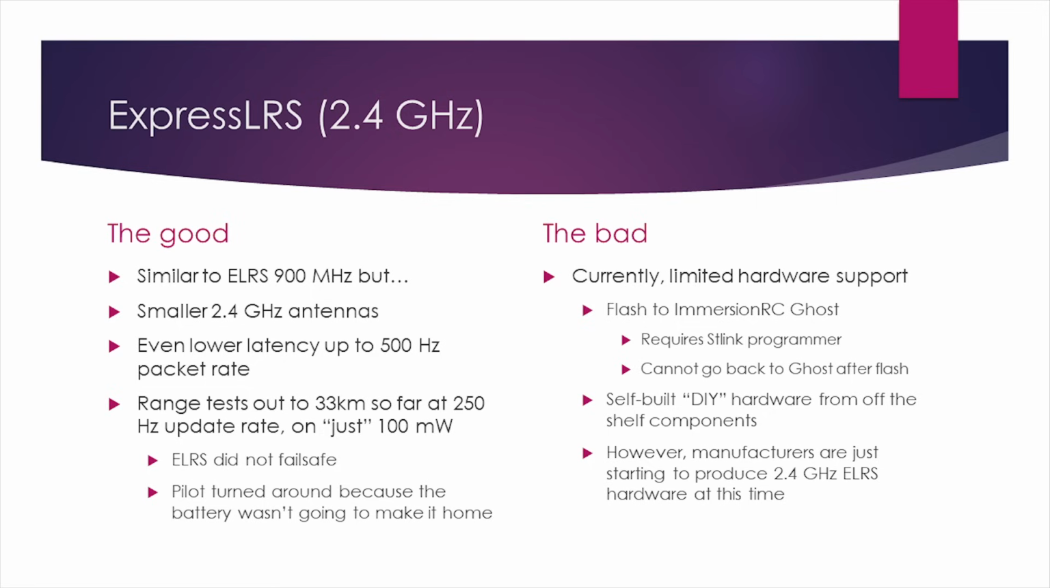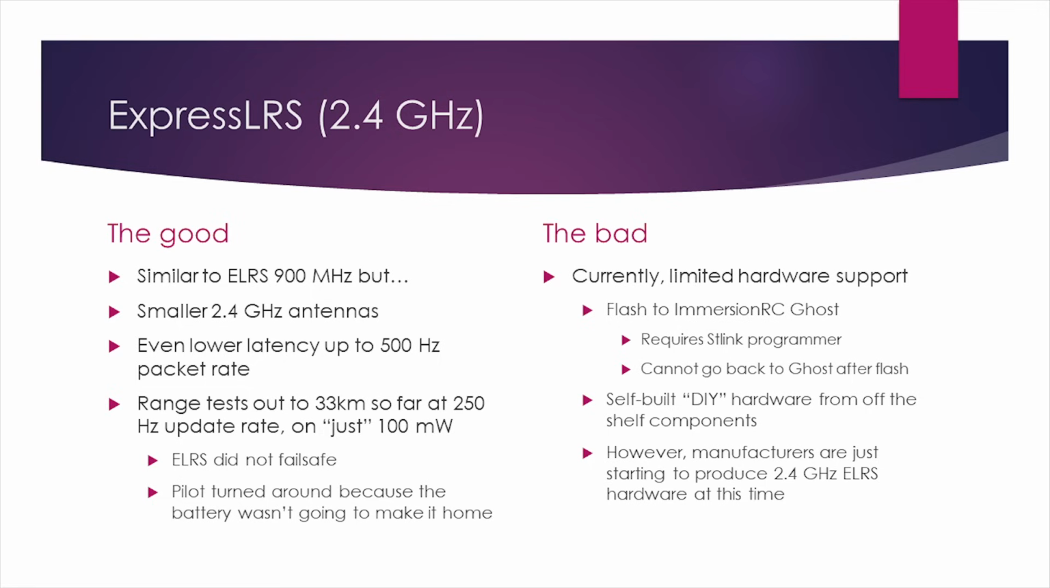ExpressLRS in 2.4 gigahertz has the lowest latency of any control link I'm aware of today, with a 500 hertz packet rate. Everybody else tops out at, I think, 250. Ghost may have one receiver that's supposed to do 500 hertz, actually. I take that back. And it gets extraordinary range, especially when compared to other 2.4 gigahertz devices. Wesley Vardy, as I mentioned earlier, tested ExpressLRS 2.4 gigahertz out to 33 kilometers at 100 milliwatts, which is just amazing compared to Tracer at 1 watt. Tracer went like 22 kilometers, so just extraordinary.